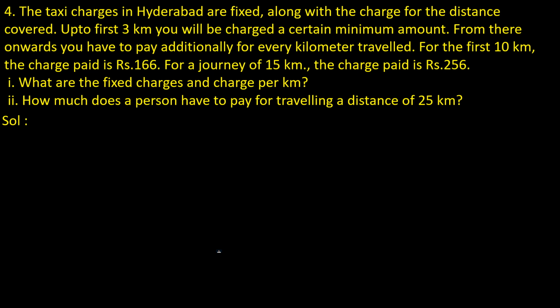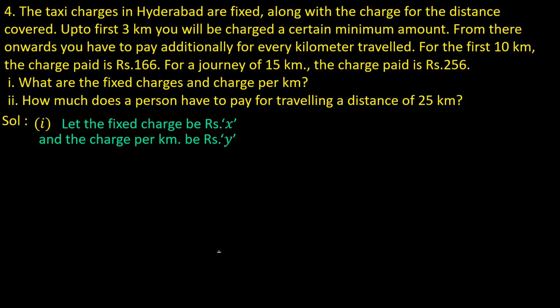And according to this condition, for the first 10 kilometers the charge paid is 166, and for a journey of 15 kilometers the charge paid is 256 rupees. Using these two hints we have to find the fixed charges and charge per kilometer. After finding that, we have to find the charge for traveling a distance of 25 kilometers. Okay, so take the first one. Let the fixed charge be X rupees and the charge for every additional kilometer be Y rupees.